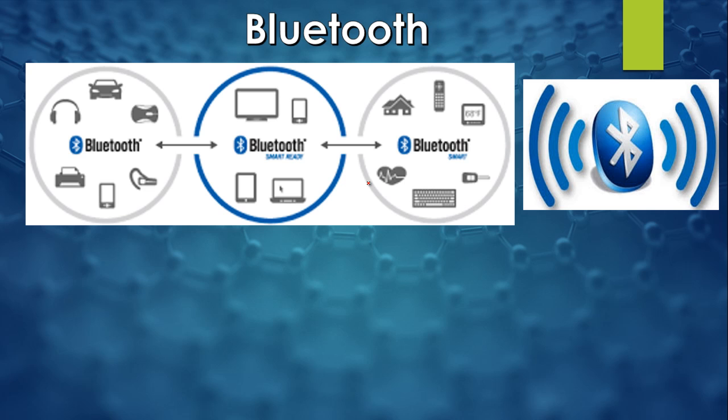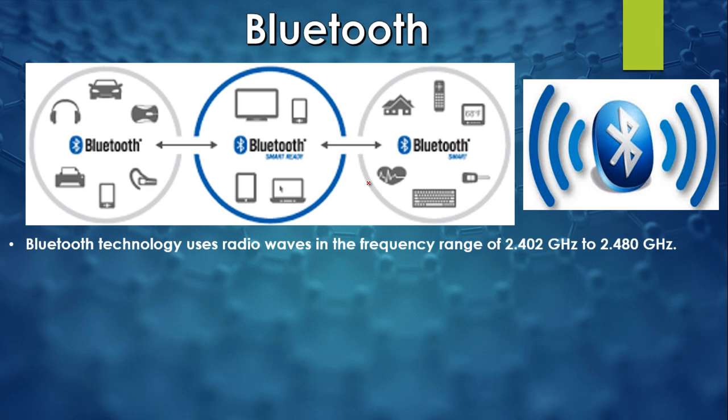So similarly, I can connect my laptop with my mobile, I can connect two mobiles, so I can connect any device with each other that supports Bluetooth. Bluetooth technology basically uses radio waves in the frequency range of 2.402 gigahertz to 2.480 gigahertz. So one thing is that Bluetooth uses the radio wave concept, and the frequency range is basically 2.402 gigahertz to 2.480 gigahertz.